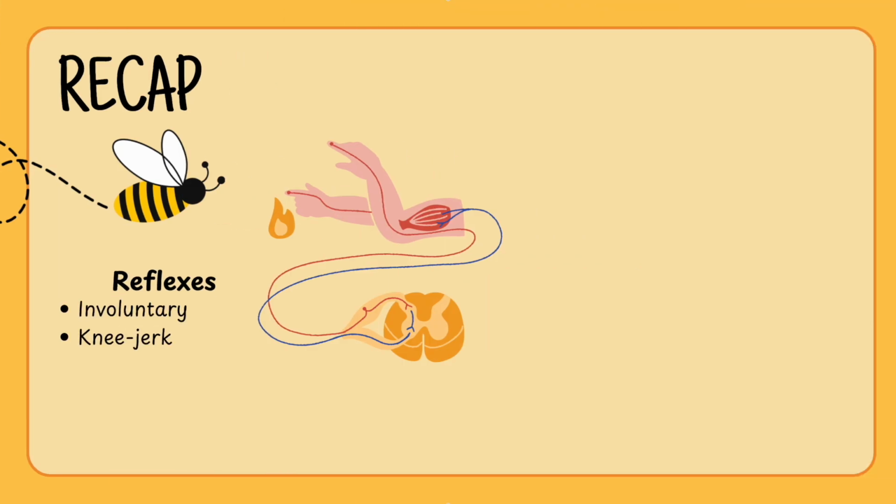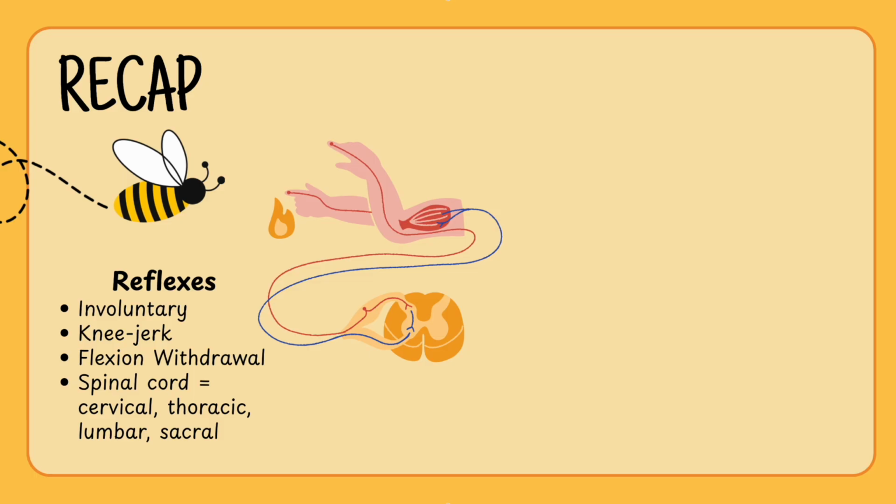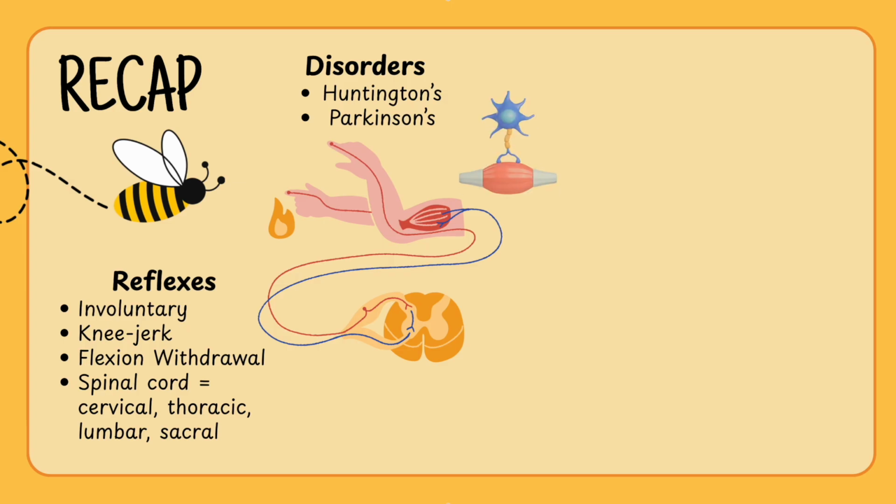So let's recap everything that we've covered today because it's been quite a detailed lesson. So reflexes are involuntary autonomic responses to external stimuli that do not pass through the brain. They go straight to the spinal cord, to an alpha motor neuron, and back. Examples are the knee-jerk reflex and flexion withdrawal, and these are the 4 sections of the spinal cord. The 2 main disorders that we covered in this video today, these are just examples of movement disorders, include Huntington's disease and Parkinson's disease, although there are several other ones.